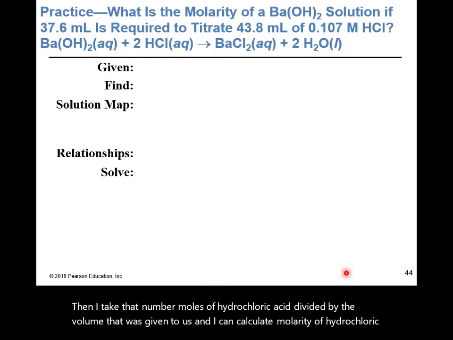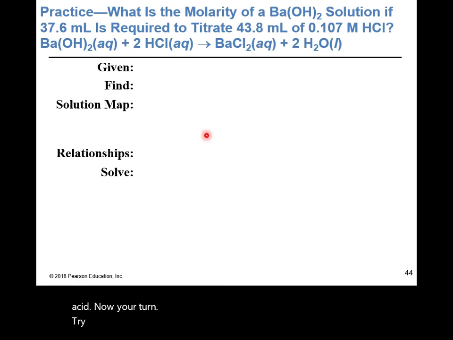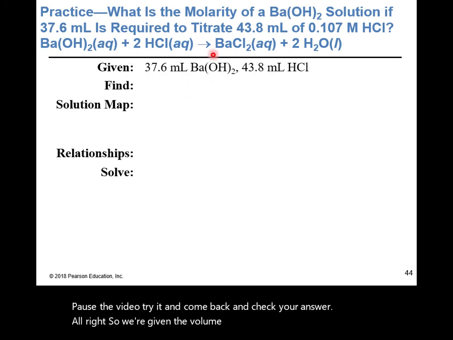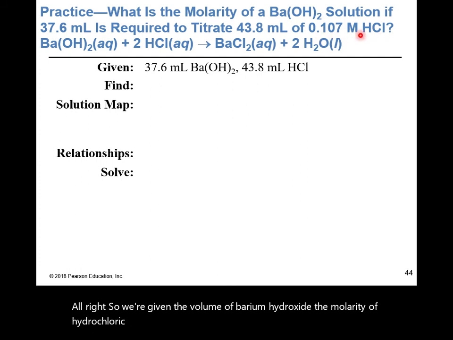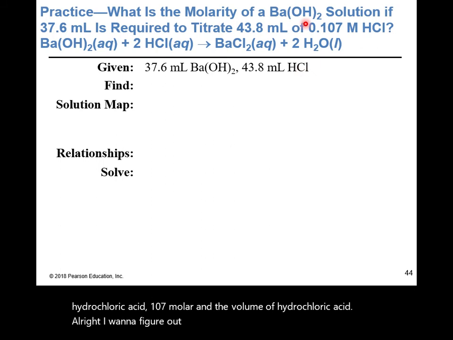Now your turn. Try the following. I've given you the balanced equation here. Pause the video, try it, and come back and check your answer. Alright, so we're given the volume of barium hydroxide, the molarity of hydrochloric acid, 0.107 molar, and the volume of hydrochloric acid. Alright, I want to figure out the molarity of barium hydroxide.